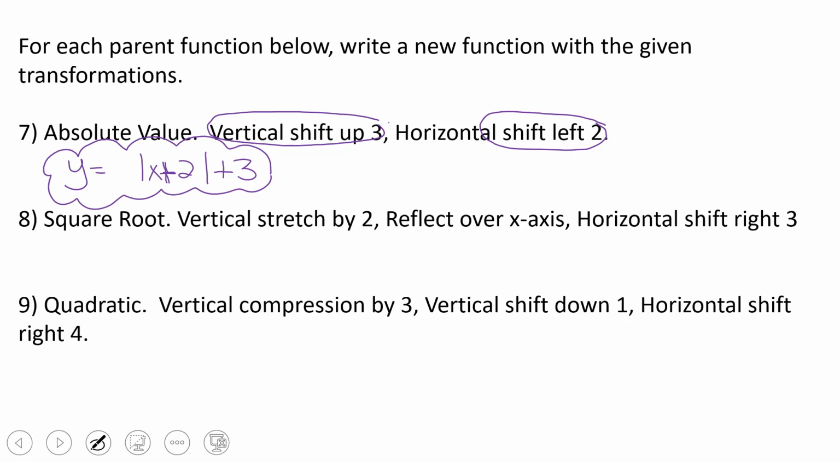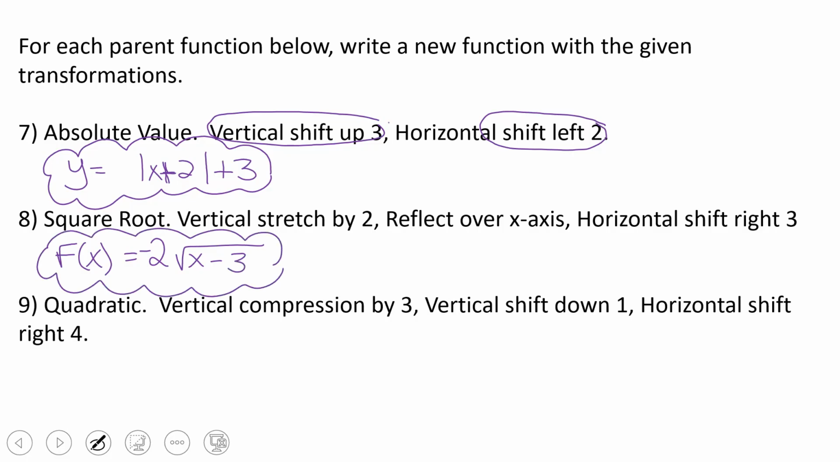I'm going to do the same thing with 8. 8's a square root function. I'm going to call this one f of x. I'm just going to change its name to get some variety. Okay, and I'm setting it up with all my empty spaces. If I have a vertical stretch by 2, I would multiply the outside by 2. If I want it to reflect over the x-axis, that means that 2 has to also be a negative. And then I have a horizontal shift right 3. So that means on the inside, I'm going to have a minus 3. And that covers them all.